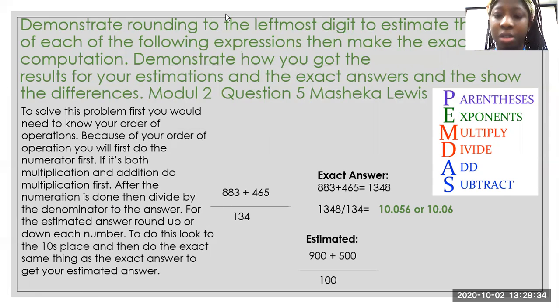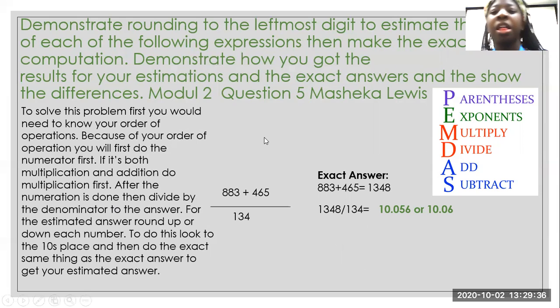Now we'll have to do the estimate. To do the estimate, you have to round up or down by the tens place. For the rounding, if it's 5 or up, you have to round up. If it's 4 or under, you have to round down. So we look at the tens place in 883. Our tens place is the 8. We see it's an 8, so we have to round up. So it'll round up to 900.